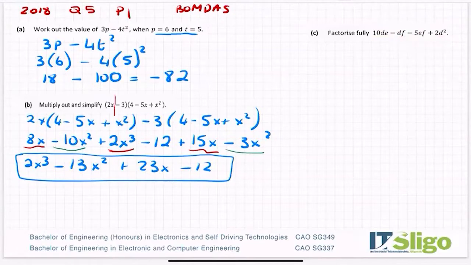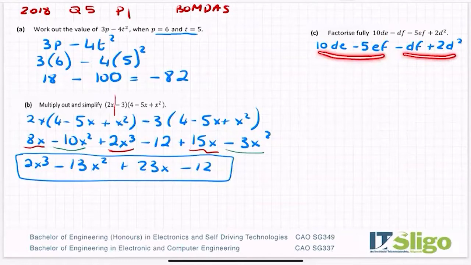So let's rewrite that down as 10dE minus 5EF, okay, minus dF plus 2d squared, okay? So I haven't done anything here. I've just literally swapped places with those two. So I'm now going to group these two together and these two together. Let me make sure that I took it down right, plus 2d squared, okay?